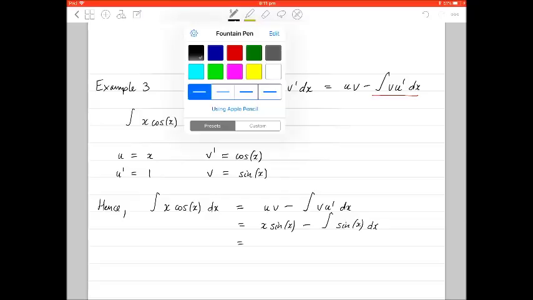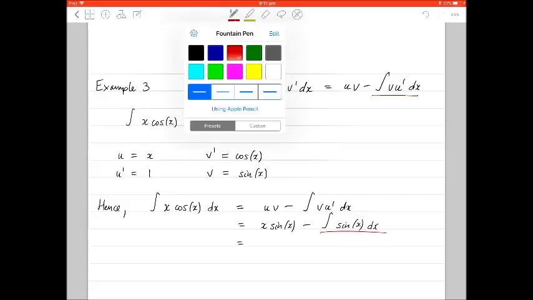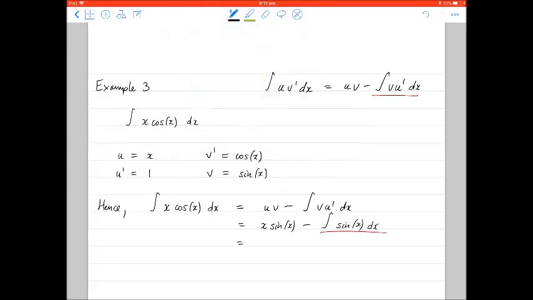So I've got a simple integral here to do. I just need to integrate sine of x, and I know what that is because it's equal to negative cos x. So my choice of u and v dash has worked for this particular example. Now if I got a more complicated integral here, then I would reverse my choice of u and v dash.